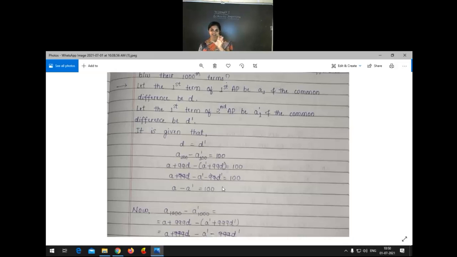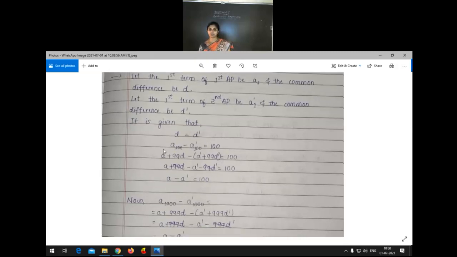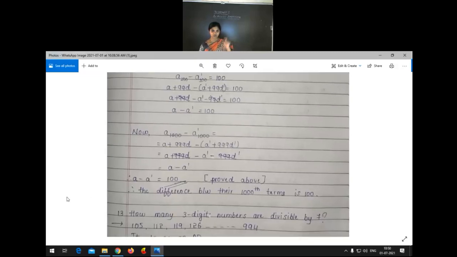Take this as one important one. You can give the equation number 1. So keep it safely. A minus A dash you got 100. So now, what we need actually is the difference between the 1000th term of both the APs. For that, this is helpful actually. Keep it safely. A minus A dash, you got 100.